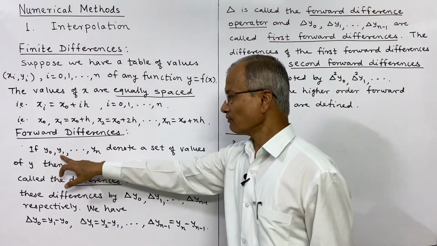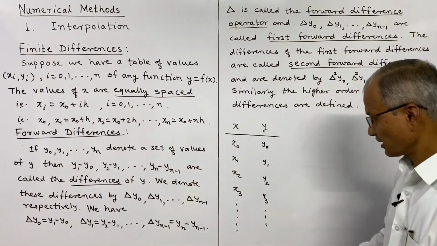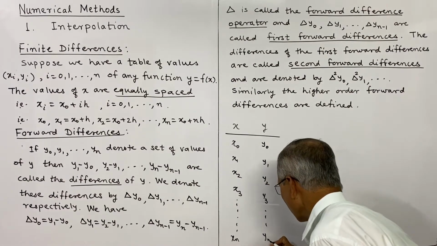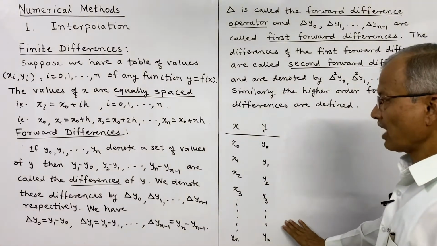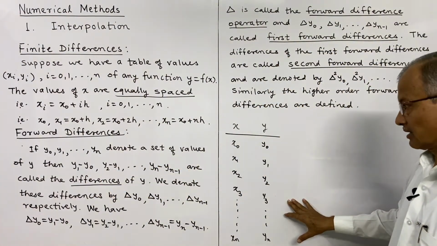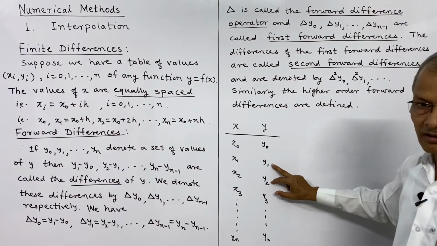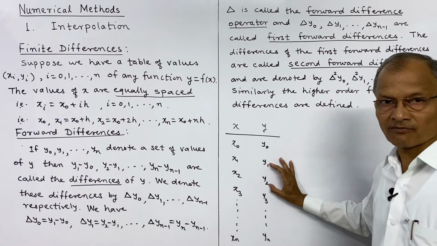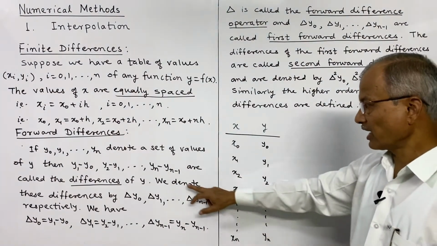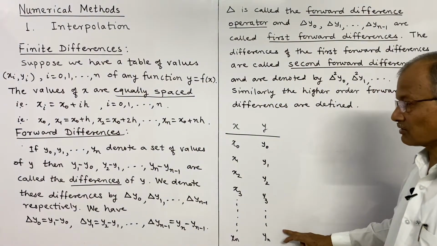Let y0, y1, y2, etc. denote the set of values of y, and if the last is xn, the corresponding value will be yn. Then we will consider the differences of the values of y: y1 minus y0, y2 minus y1, the difference between two successive values of y, and yn minus the previous one, that is yn minus 1. These are the differences of y.